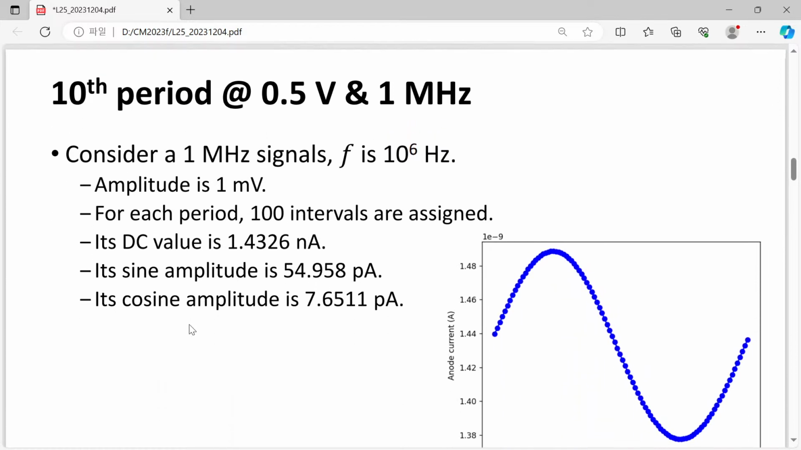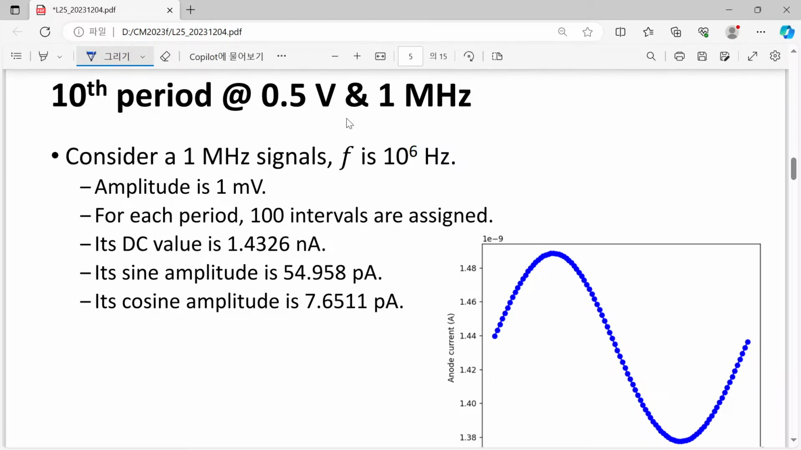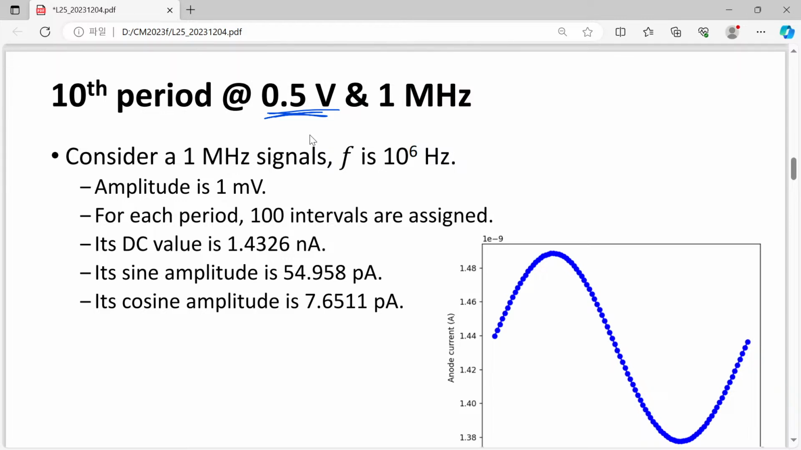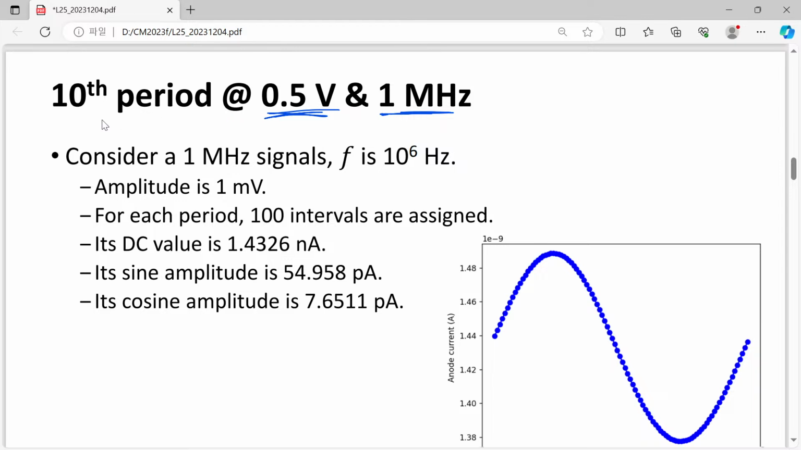Anyway, now let's have a look at the real application of this kind of approach. We have applied the DC bias condition of 0.5 volt forward bias. Now we have a small electron conduction, or electric current conduction, but still not fully turned on. And we have applied a small signal at 1 megahertz. For this device, 1 megahertz is not that high a frequency. And we have observed 10 periods.